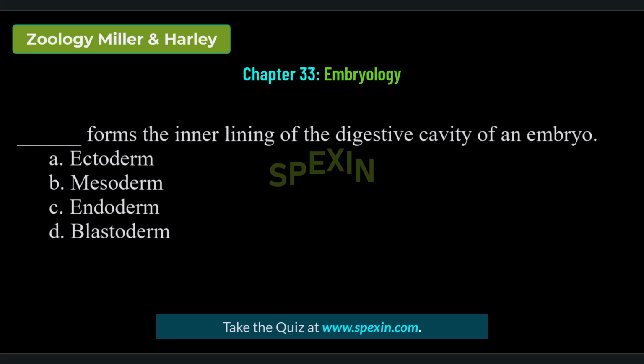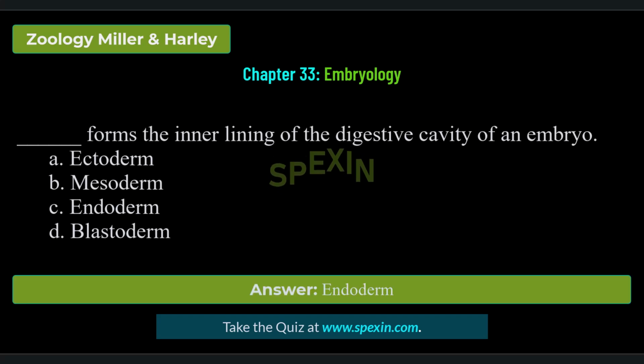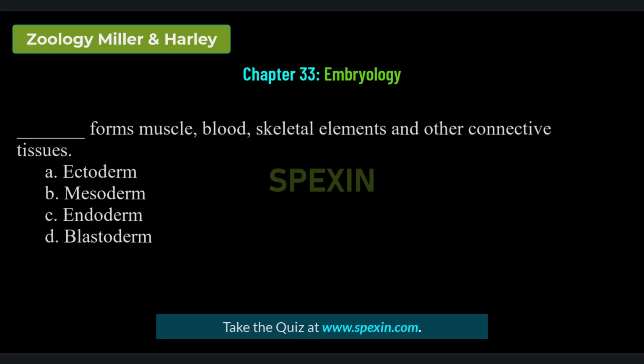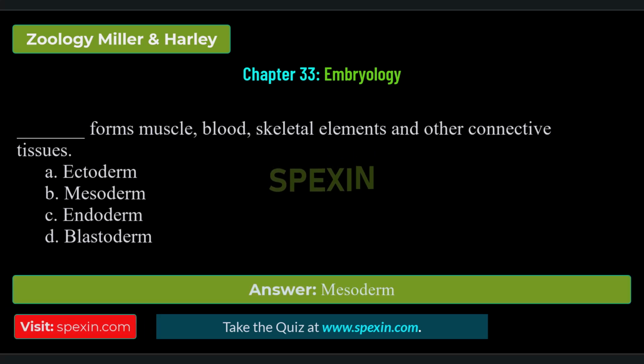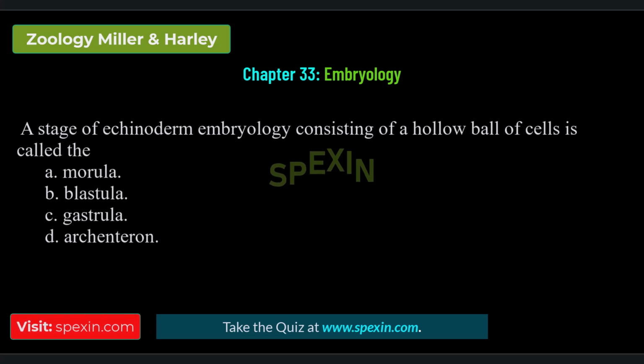Forms the inner lining of the digestive cavity of an embryo. A. Ectoderm, B. Mesoderm, C. Endoderm, D. Blastoderm. Correct answer: endoderm. Forms muscle, blood, skeletal elements and other connective tissues. A. Ectoderm, B. Mesoderm, C. Endoderm, D. Blastoderm. Correct answer: mesoderm.